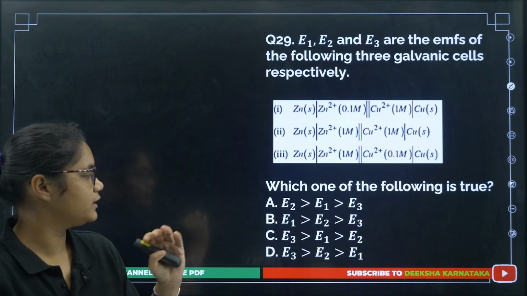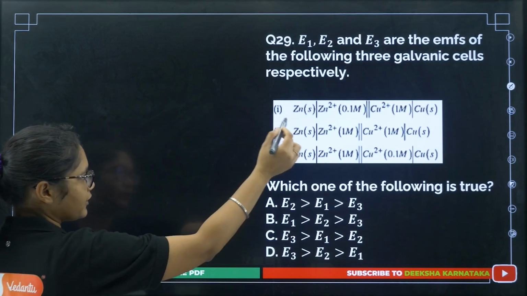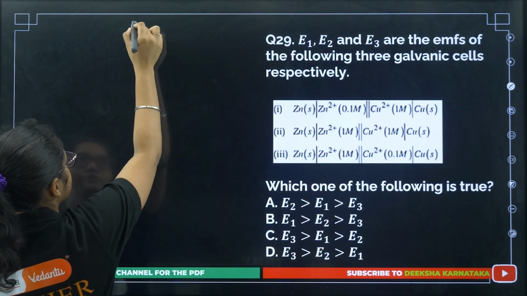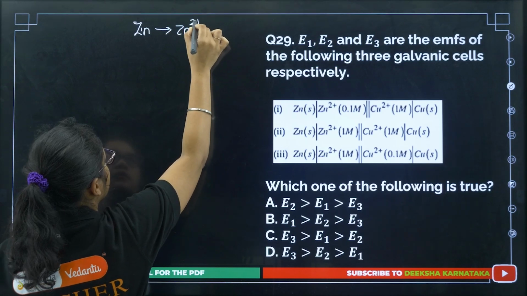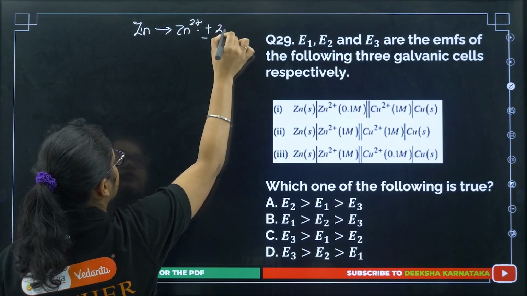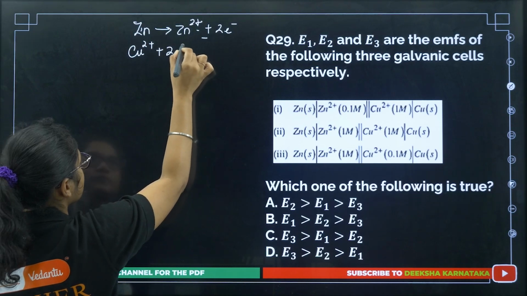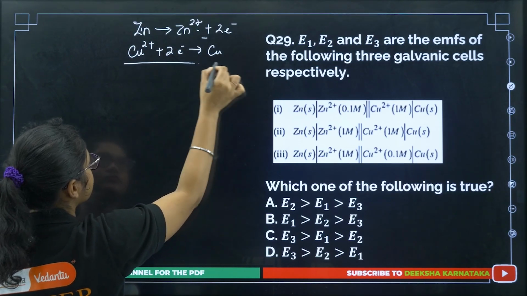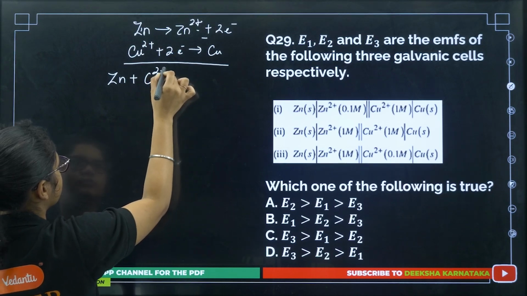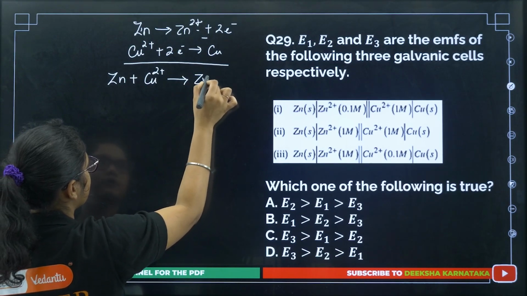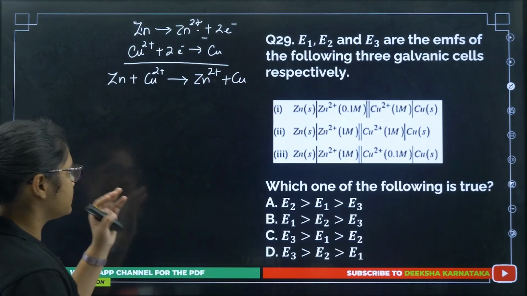Okay, so now you need to tell me the order of this one. If this is the cell, Zn is undergoing oxidation, copper is undergoing reduction. So what I'll get: Zn is undergoing oxidation, giving Zn2+ and 2 electrons, and copper is undergoing reduction. Now if I add these two reactions, what will be the reaction that I'll get? Zn plus Cu2+ gives Zn2+ plus Cu. Right, this will be the reaction.